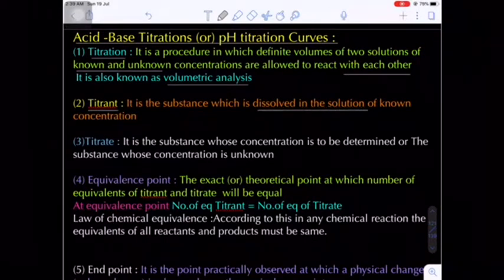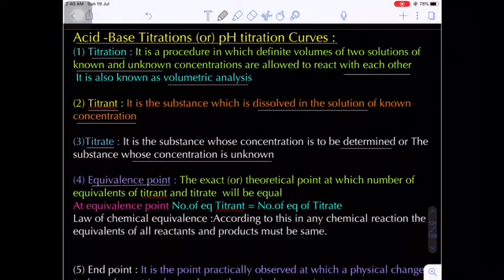Number 2, what is the definition of a titrant? A titrant is a substance present in the dissolved state in the solution of known concentration. The substance whose concentration is known is the titrant. Number 3, titrate: the substance whose concentration is to be calculated or determined, whose concentration is unknown, is called the titrate.